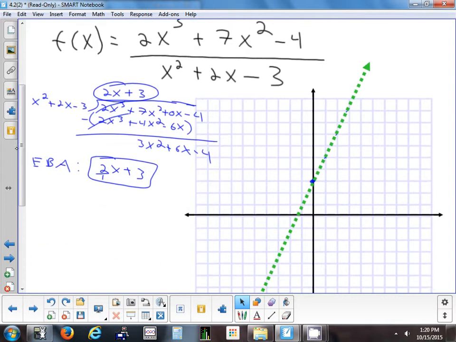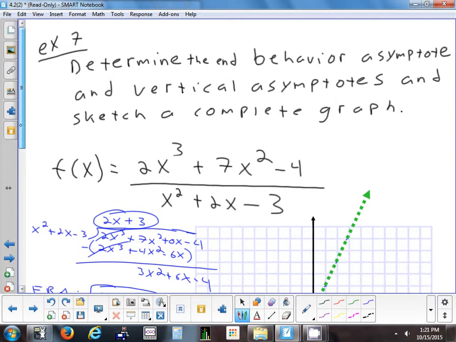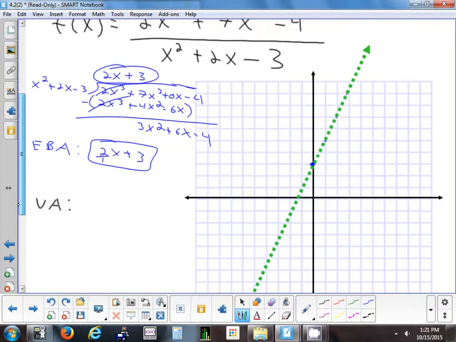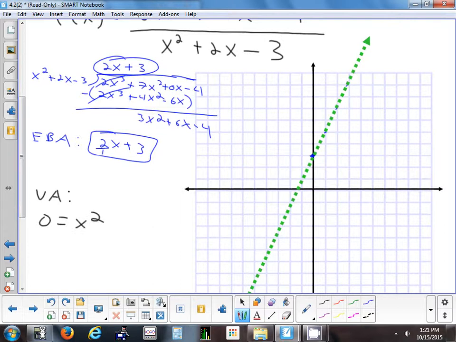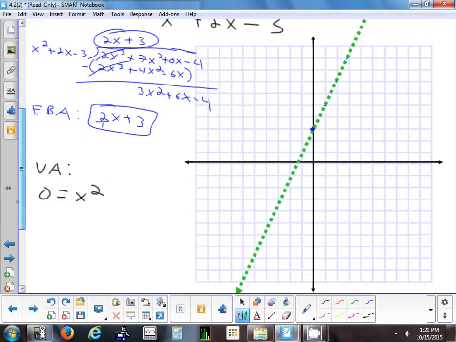What else should I find besides my end behavior asymptote? The horizontal asymptote. Well, this is taking the place of that. The EBA takes the place of a horizontal. But there is another kind of asymptote: a vertical asymptote. Let's find the vertical asymptotes. Vertical asymptotes are when the denominator equals what? 0. So x squared plus 2x minus 3.